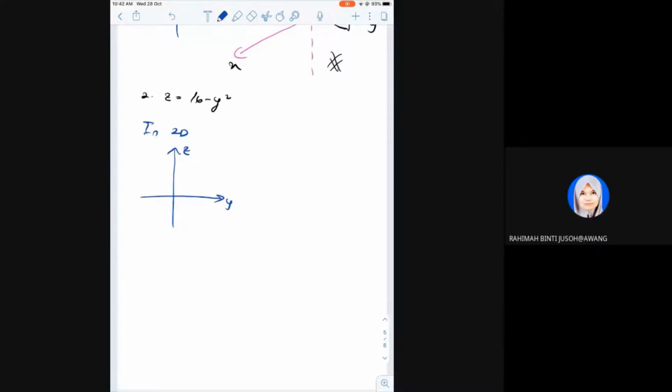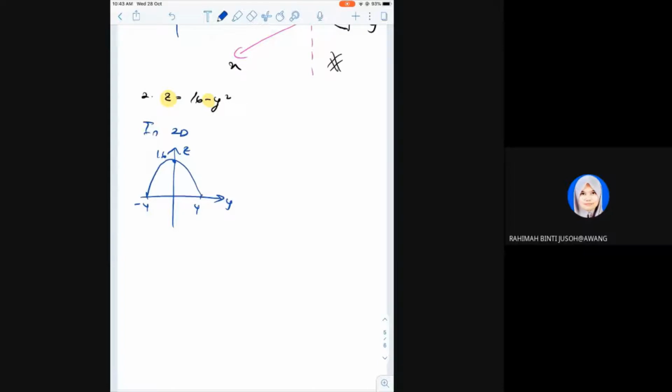So z equals to 16 minus y squared, should be upward or downward, right or left? Z as the subject. So since Z as the subject, it should be upward or downward. But now we have negative. So negative means down, downward. Okay, but now we have shifting 16. Kita ada plus 16 ni. So we should shift our graph like this. So we have 16 here. Here we have negative 4. Right here should be positive 4.